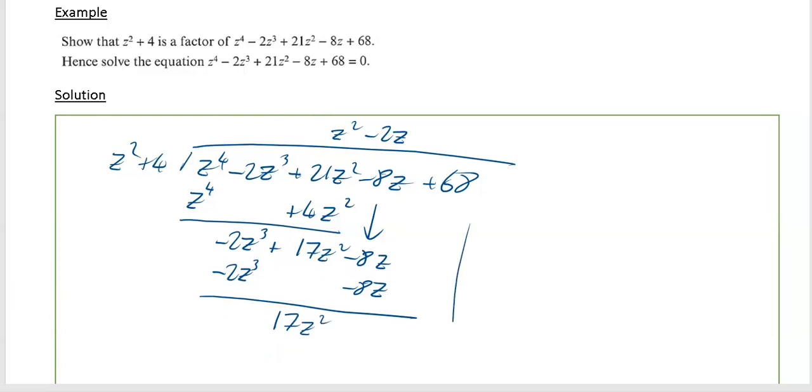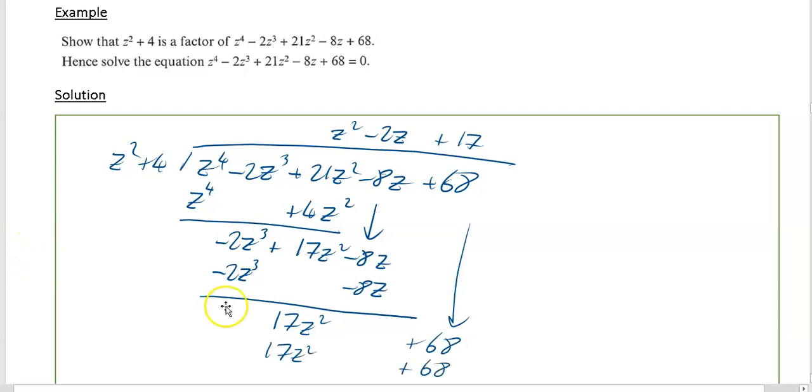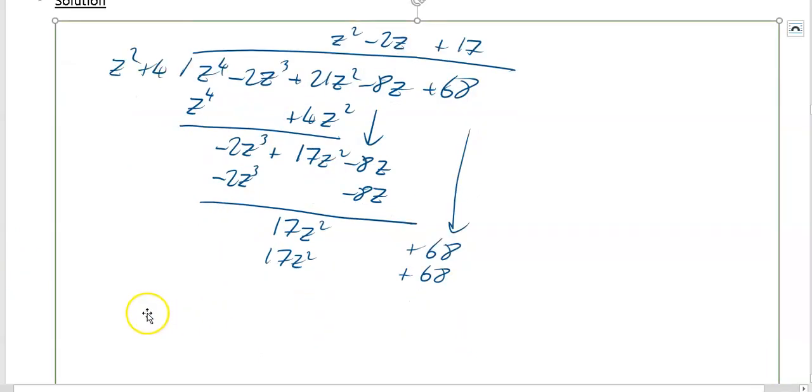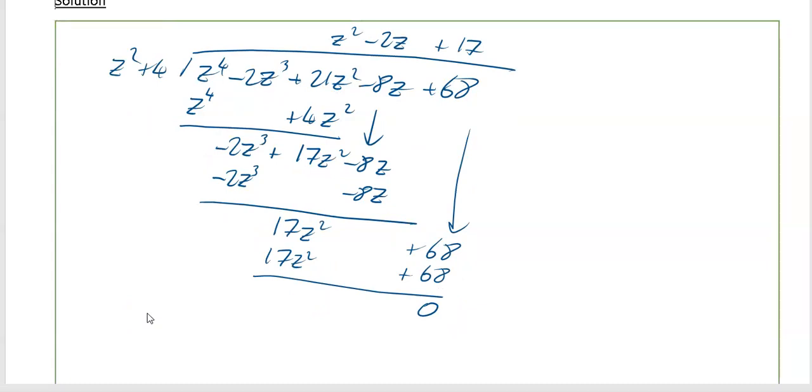And then bring this term down, which was plus 68. And then z squared needs to be multiplied by 17 to give you the 17z squared. So this is me multiplying my z squared plus 4 by 17. You get 68. And I have run out of space. I will just subtract those, and you get 0. So that means z squared plus 4 is a factor.